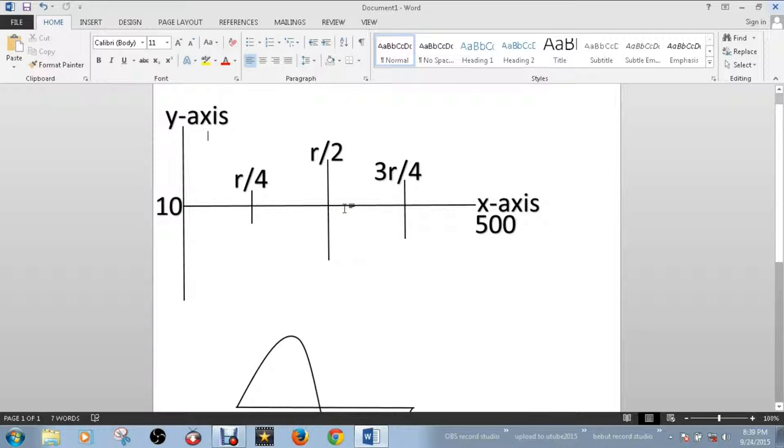Now we are dividing this line into four equal parts. Just for the program's sake, we are considering this line as a radius. When we divide the radius into four equal parts, we get quarter radius, half radius, 3/4 radius and whole radius.